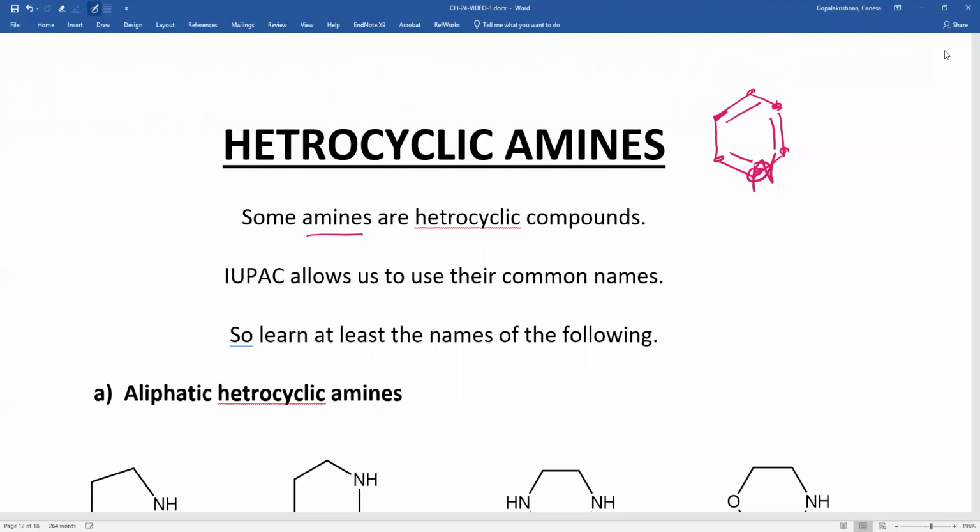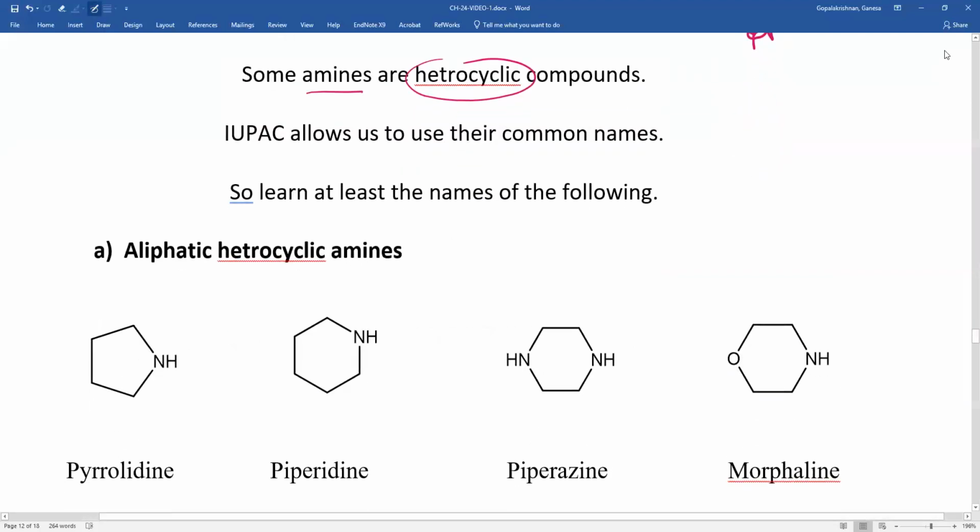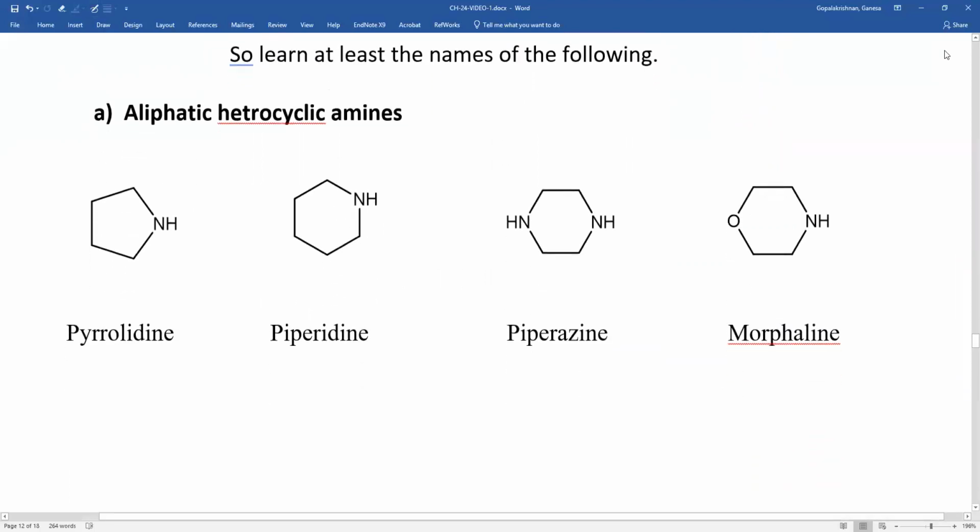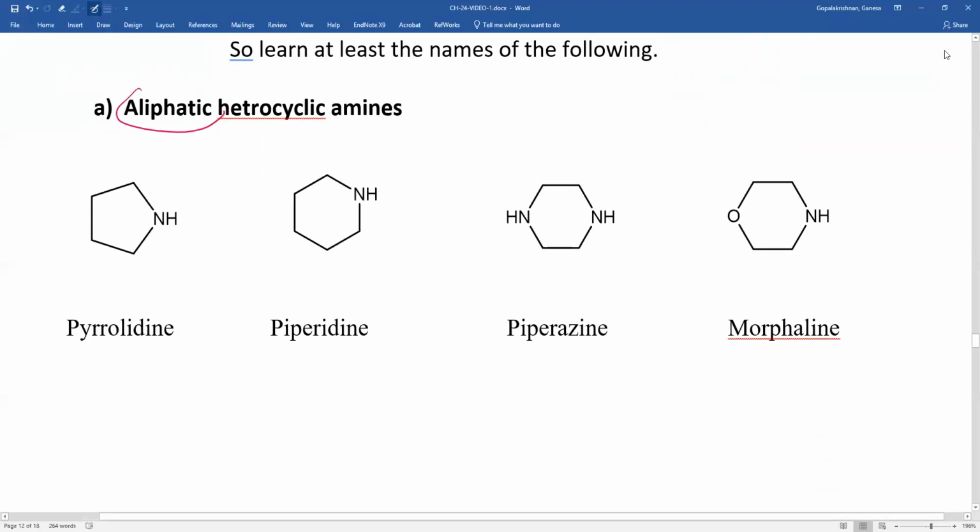Some amines are heterocyclic compounds. Unfortunately, IUPAC allows their common names to exist. So I have some of them. Some of them are aliphatic, they are not aromatic. Heterocyclic amines, so look at them. They contain some nitrogen bonded to the carbons. They are all amines. The name of the first one is piperidine-type... the first is preludin. Second one is piperidine. Third is piperazine. This is morpholine.